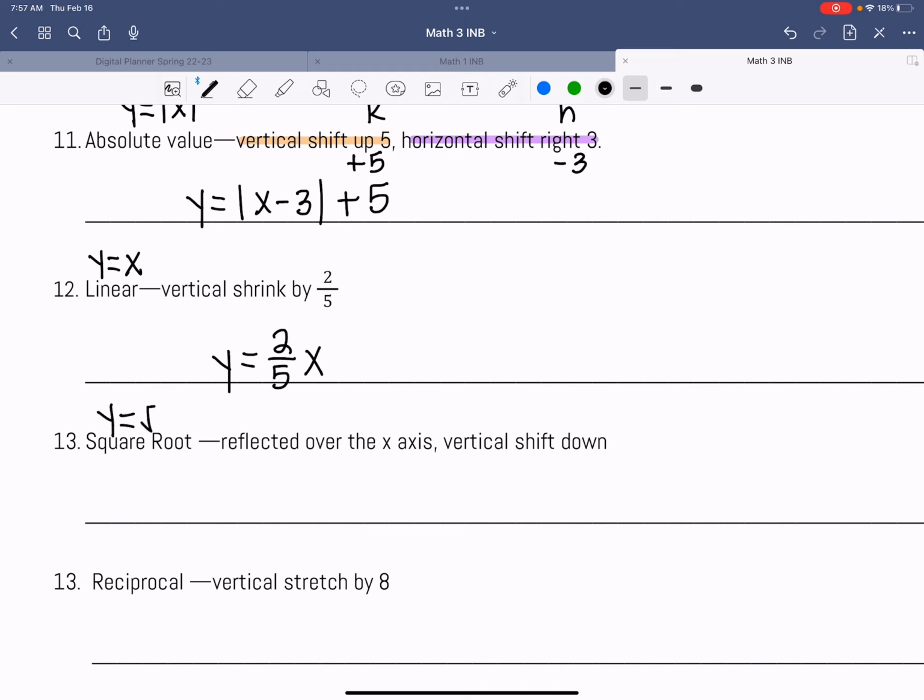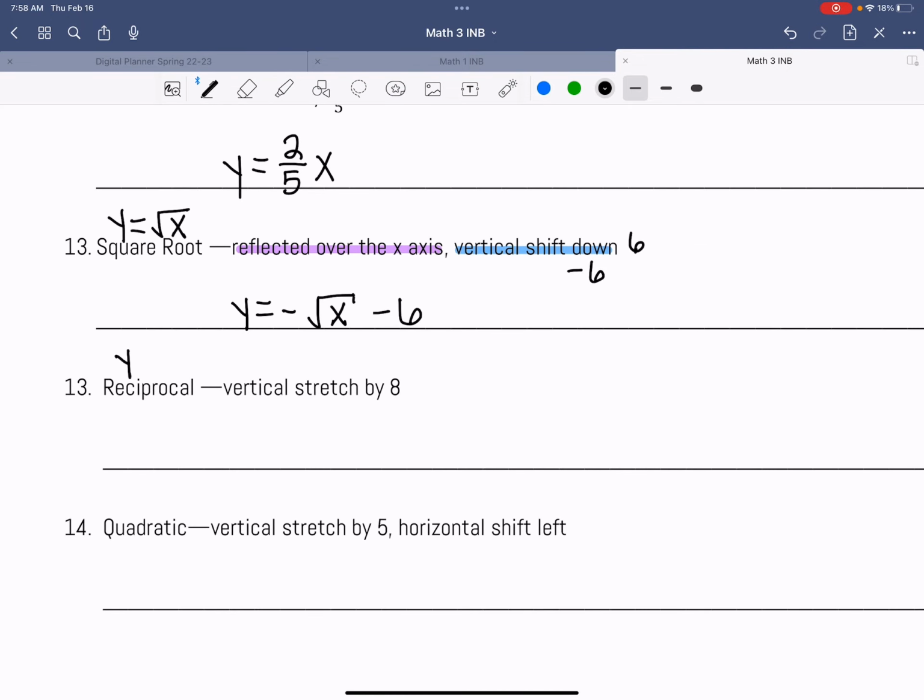All right, for the next one, we have the square root of x. They want us to do a reflection over the x, and then we're going to do a vertical shift down, let's say by 6 units, because I think there was a typo there. All right, so the reflection over the x is going to go in the front, and then down is going to be on the outside. So there's nothing on the inside with x. And then I like to kind of put a little mark to show that the square root is ended. And then down 6 means minus 6 on the outside.